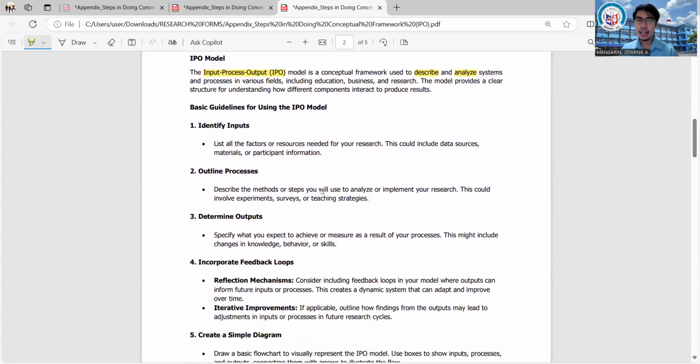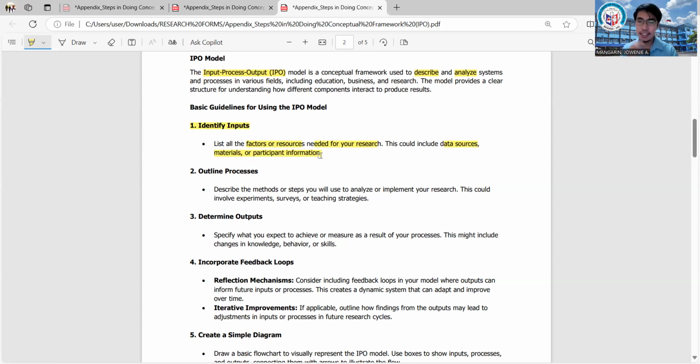So number one is that you have first to identify your inputs. Pag sinabi nating inputs, these are the factors or resources that are needed for the conduct of your research paper. Technically, these include the data sources, materials, and participant information. In a coconut shell, in layman's term, para mas madali nating maintindihan, usually, ang content ng input is yung declarative statement ng ating statement of the problem.